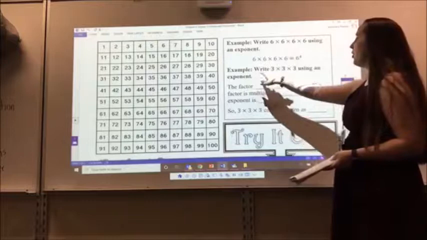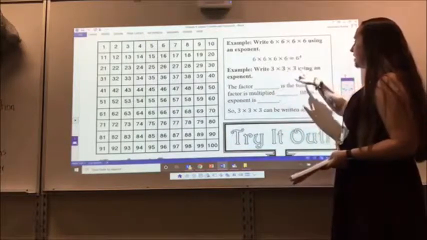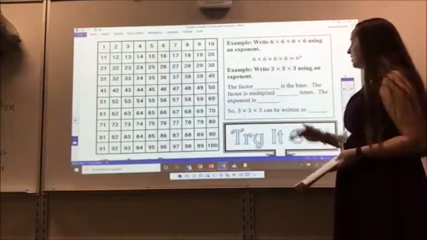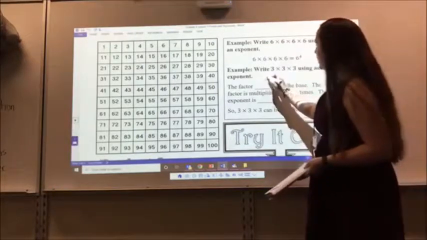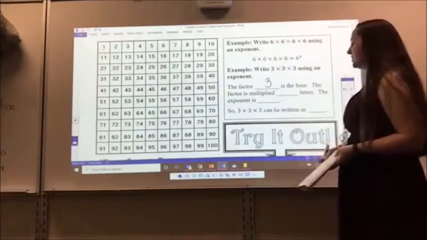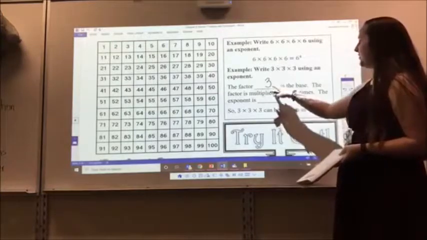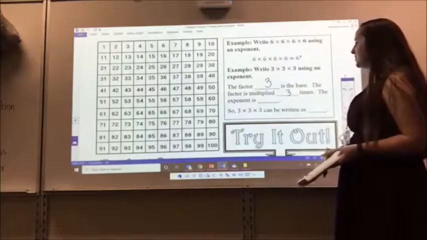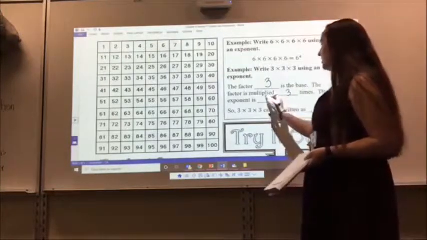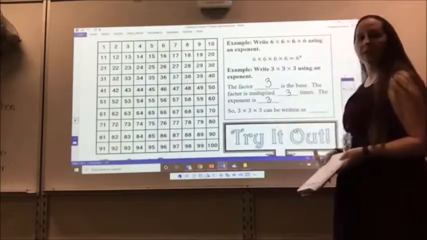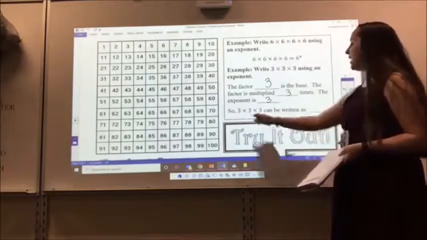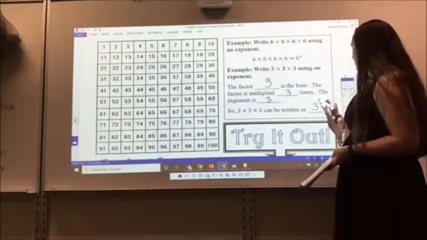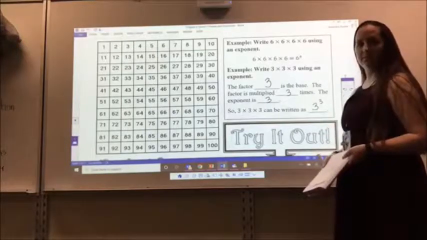All right, so an example, write 3 times 3 times 3 using an exponent. So the factor 3 is the base. This factor is multiplied 3 times, and so the exponent is 3. So 3 times 3 times 3 can be written as 3 to the 3rd power.